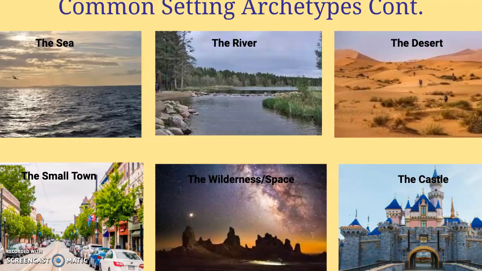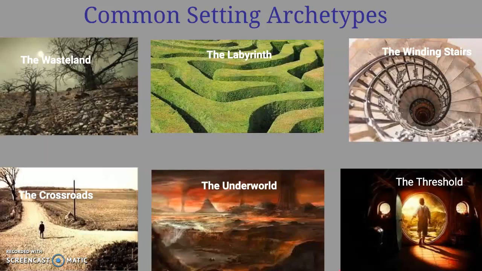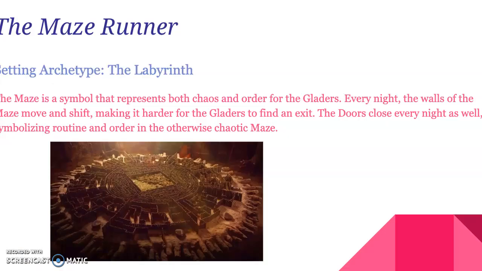There are even more. These are very common types of setting archetypes: the sea or the river or the desert, the small town, the wilderness, or even outer space, or a castle. All of them represent different kinds of things in stories. And again, these are even more: the wasteland, the labyrinth, the winding stairs, a crossroads, the underworld, or a threshold. And depending on the story that you're reading, they can represent a lot of different kinds of things.